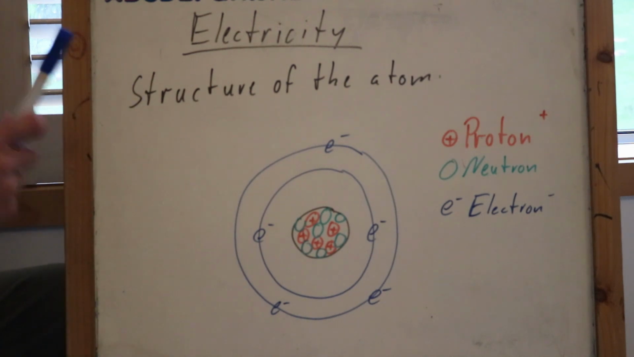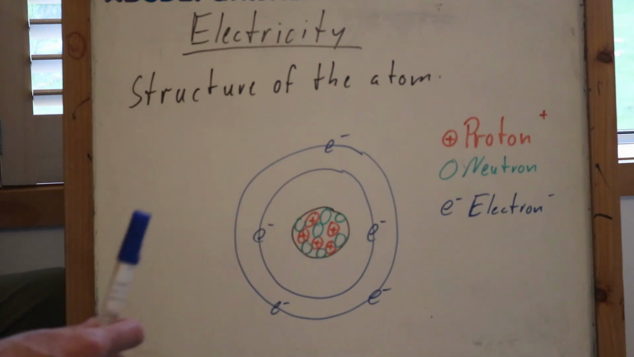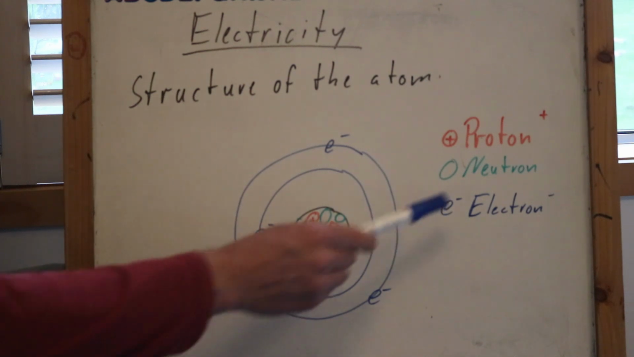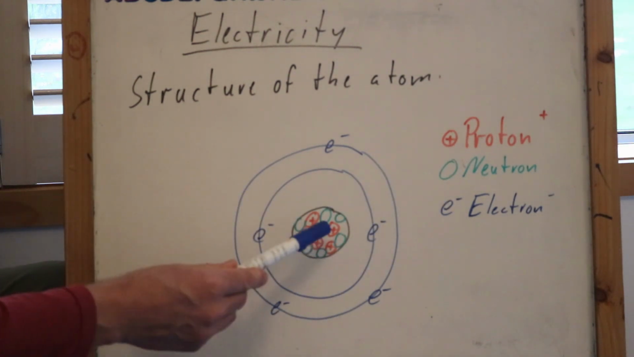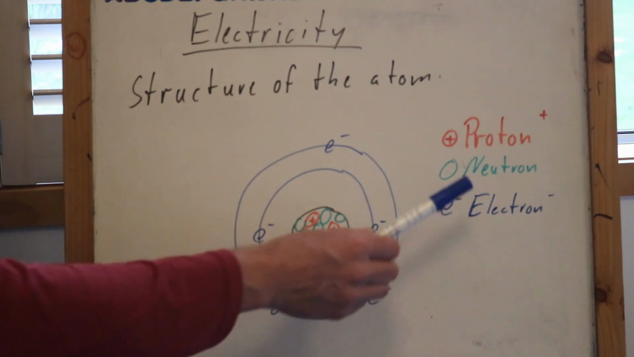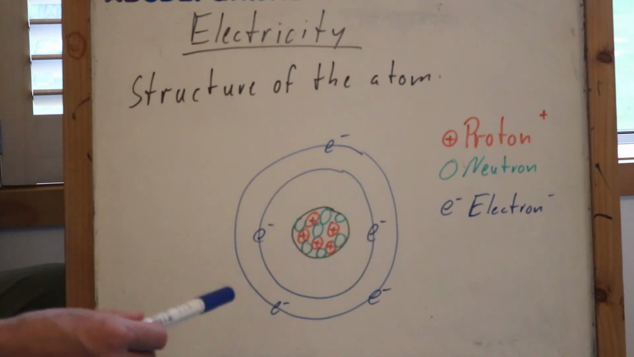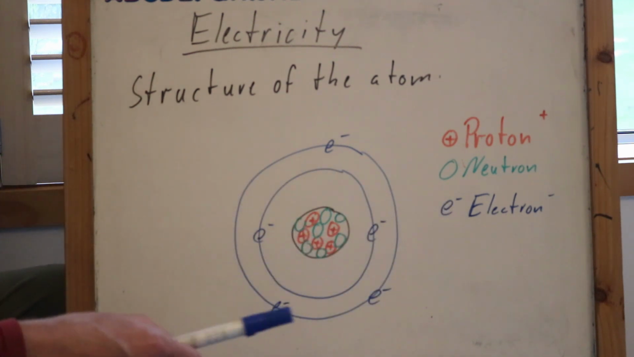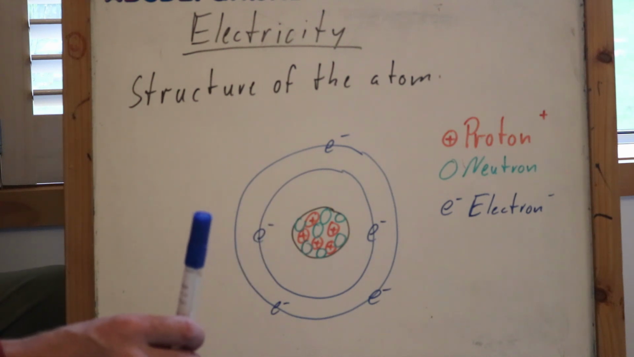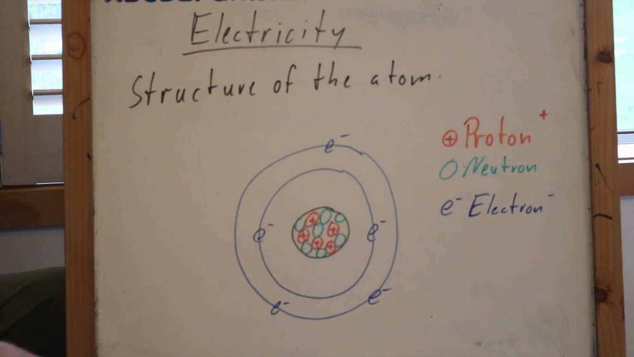So here we go, structure of the atom. You do need to understand a little bit what an atom looks like if you want to make sense of electricity. So in the center of an atom we've got the nucleus. Within the nucleus we have positively charged particles called protons. We've got neutral particles called neutrons, and we've got tiny little particles orbiting that nucleus called electrons, and they do have a negative charge. That diagram is really not ideal, but I can't draw it any better.